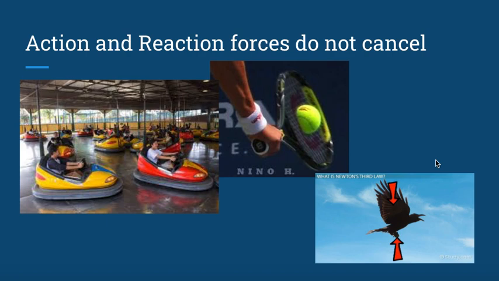The golf ball hits the golf club, and the golf club pushes the ball. You've got somebody here in gymnastics that is showing that they're pushing on the bar and the bar is pushing back on them. Another example that happens in nature are birds.